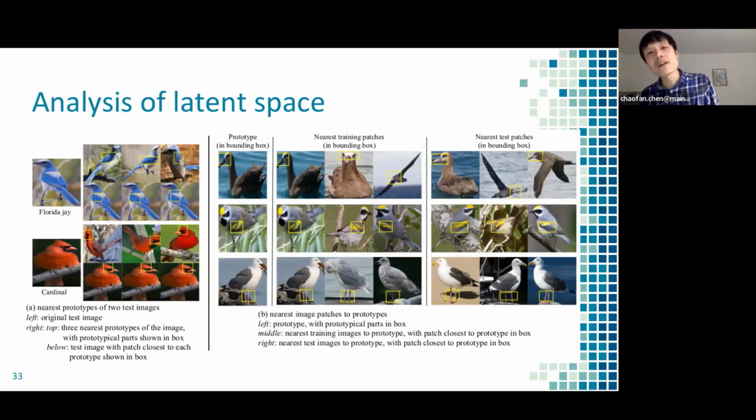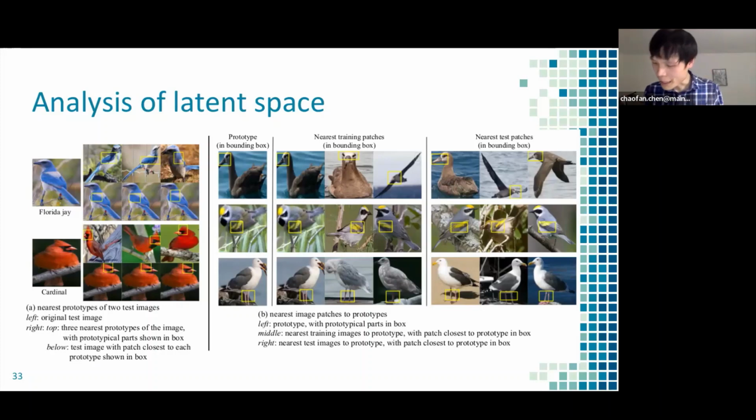And on the right-hand side of the slide, we have something we call global analysis. So the right-hand side of the figure basically gives you each prototype, right? We want to find the nearest patches to each single prototype, and we show 3 prototypes here. As you can see, the nearest training patches or test patches to the first prototype in the slides are all heads of the black-footed albatrosses. This prototype basically represents the head of the black-footed albatrosses, okay?